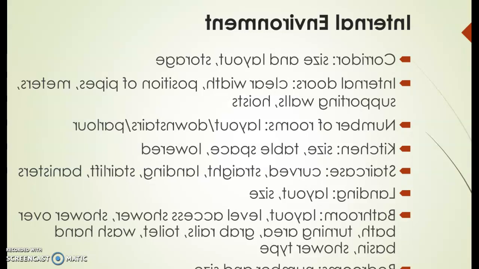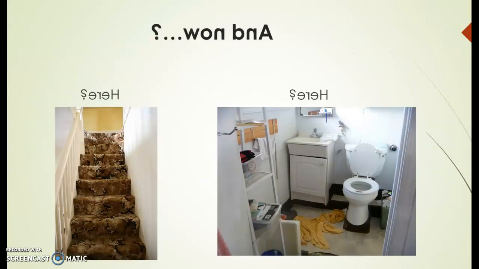Bathroom, think about the level access shower. We've got a shower over the bath, whether there's a turning area, whether there's a grab rail, where the toilet is, where the wash basin is. Because obviously we've got to think about that, because if you're going to fit any equipment, you've got to take that into consideration. And think about the bedrooms, the number and size.